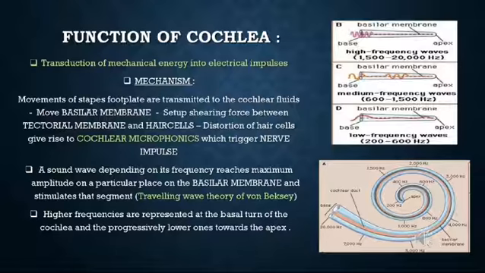Mechanism. Movements of the stapes footplate are transmitted to the cochlear fluids that move the basilar membrane. This sets up a shearing force between the tectorial membrane and the hair cells. This causes distortion of the hair cells, giving rise to cochlear microphonics. This triggers a nerve impulse. According to the travelling wave theory of von Békésy, a sound wave, depending on its frequency, reaches maximum amplitude at a particular place on the basilar membrane and stimulates that segment. Higher frequencies are represented at the basal turn of the cochlea and progressively lower ones towards the apex.